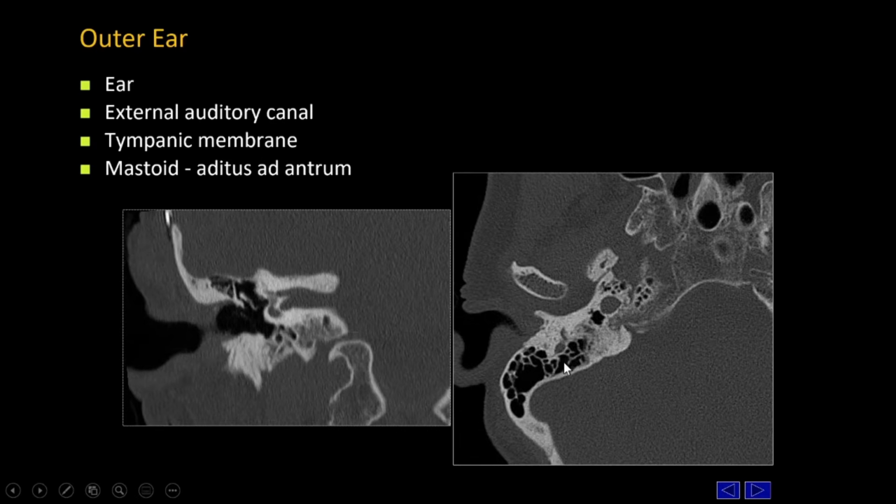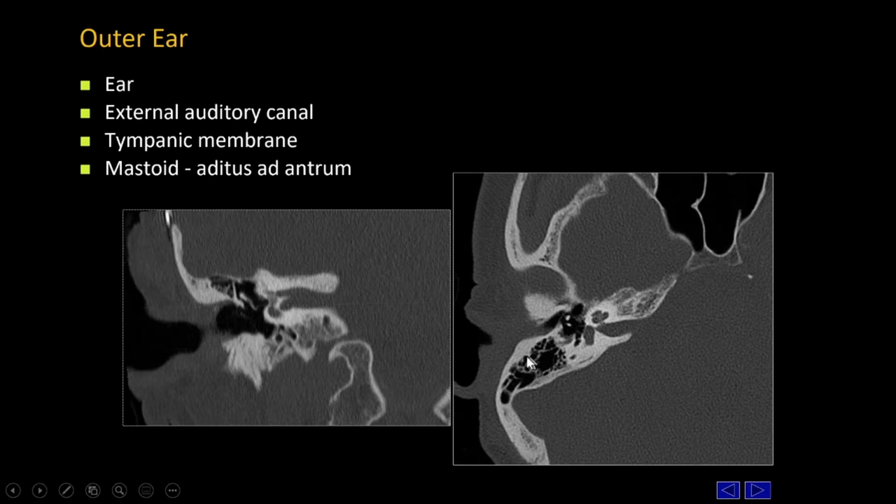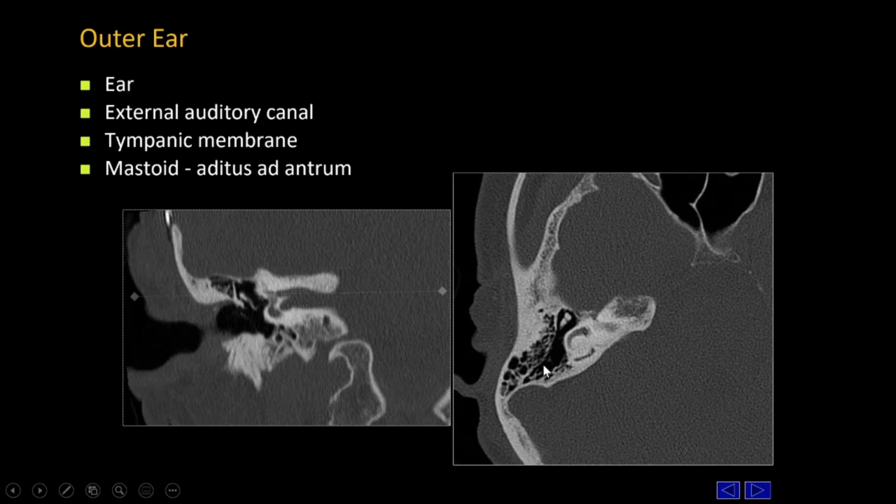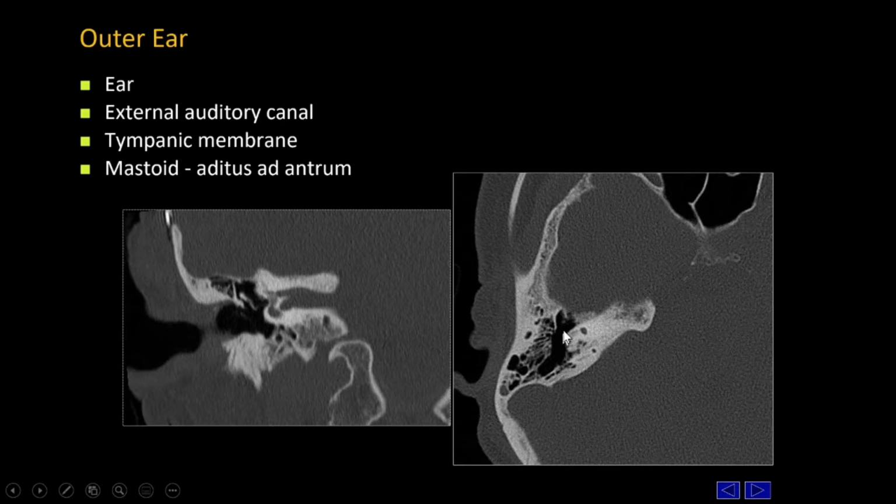For the mastoid air cells, you want to make sure that they are well aerated, pneumatized, and the bony air cell septations are intact. At the very top, as you can see at the epitympanum, you can see that there's a direct passage between the mastoid antrum into the attic or the epitympanum of the middle ear cavity.